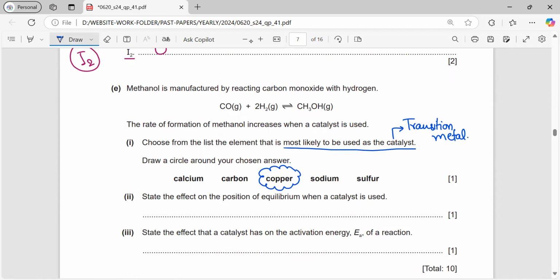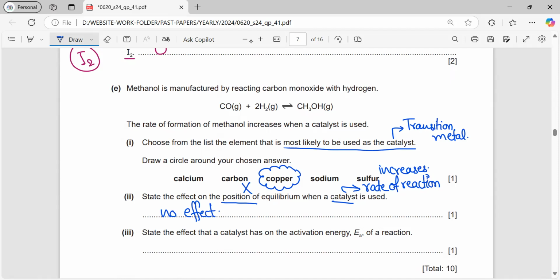State the effect on the position of equilibrium when the catalyst is used. A catalyst is something which speeds up the rate of reaction. So, it makes the reaction happen faster, but it does not affect the position of equilibrium. So we'll write that there is no effect, a catalyst does not affect the position of equilibrium.